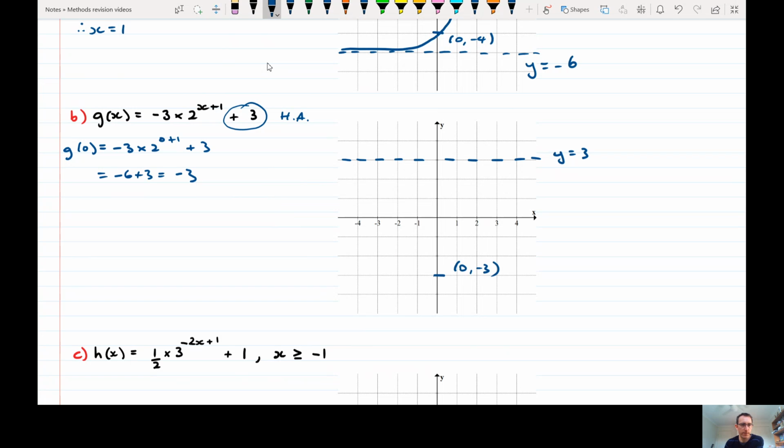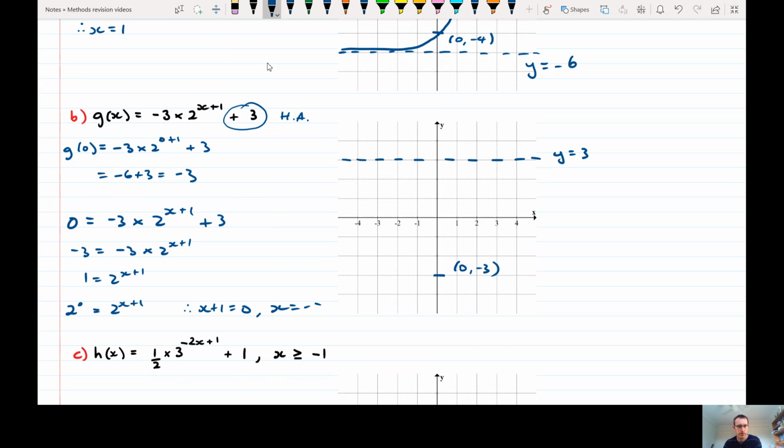We know it must be negative somewhere, so hopefully we do things right and come out with the correct answer. We get -3 times 2 to the x plus 1 plus 3 like that. Subtract 3. You get -3 divided by -3 is 1. Now, 2 to the power of 0 is the same as 1. So you end up, therefore, with x plus 1 equals 0, giving us an intercept of -1, which is there.